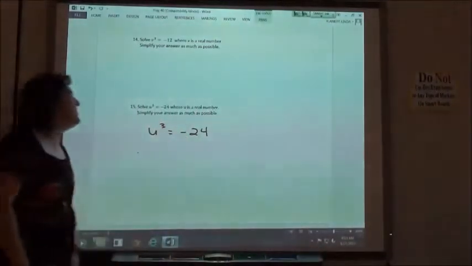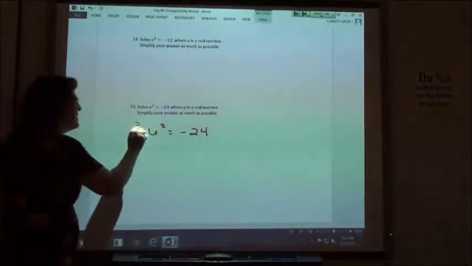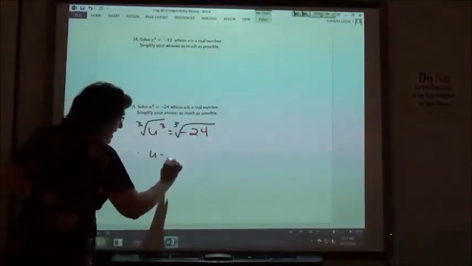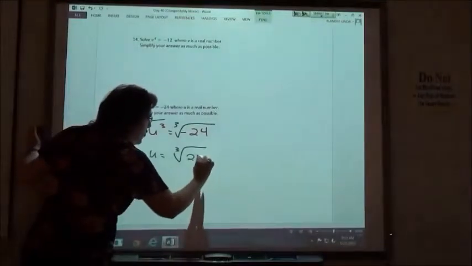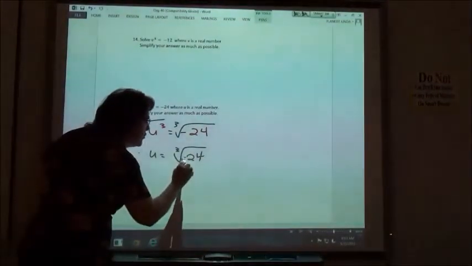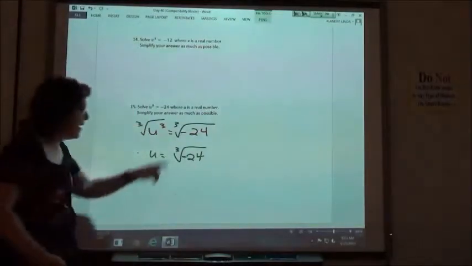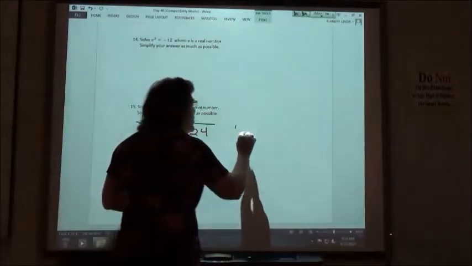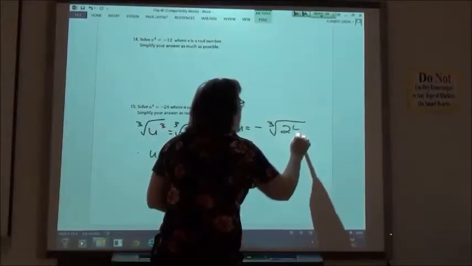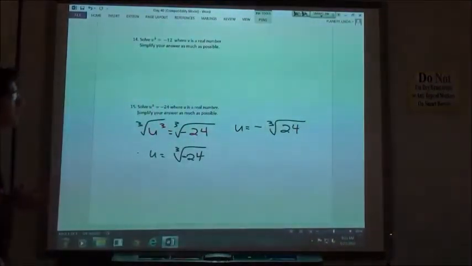So if I'm going to simplify this, I'm going to do the cubed root of both sides. And so u is going to equal the cubed root of negative 24. Again, since this one has the negative on the inside, we're going to rewrite it as u equals negative the cubed root of 24. Now this is one you can simplify.